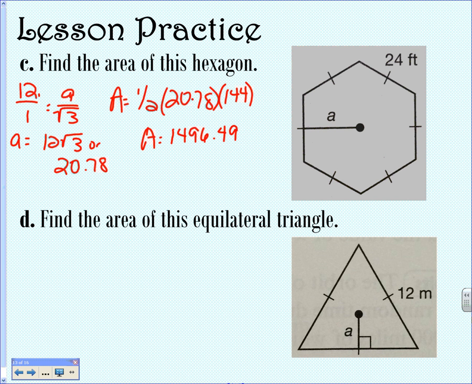Okay, what about D, the area of the equilateral triangle? I got 2.35. Wait, on B? Those are close enough. It depends on where you rounded. Alright, any questions there? Okay. Go ahead and clear your desk for your test corrections.